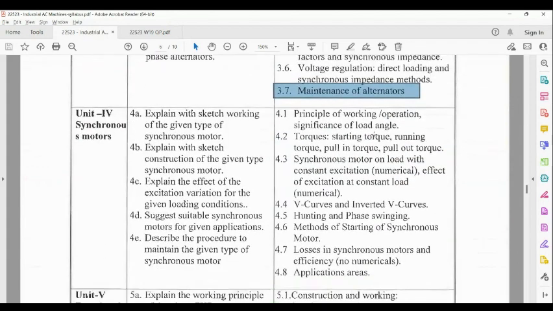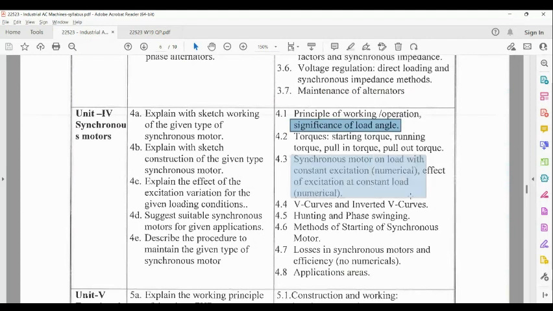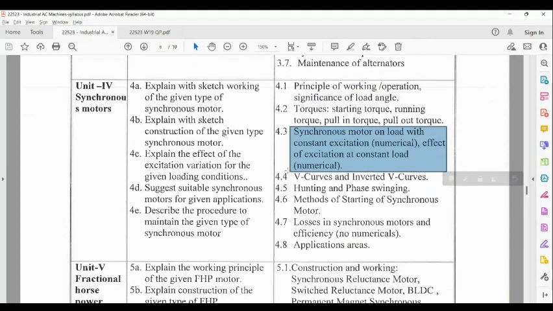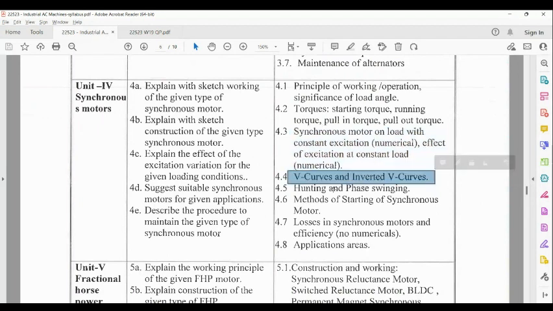Okay, then unit number 4, principle and working of operation, significance of load angle. This is the most important point. After that various torques, definition of various types of torques: starting, running, pull in, pull out. Then synchronous motor on load with constant excitation. So this will be explained by using various phasor diagrams. Okay, then the important points are V curve, inverted V curve, then hunting, swinging, methods of starting synchronous motor. So there are many methods by using which you can start a synchronous motor. After that losses in motors and application areas.